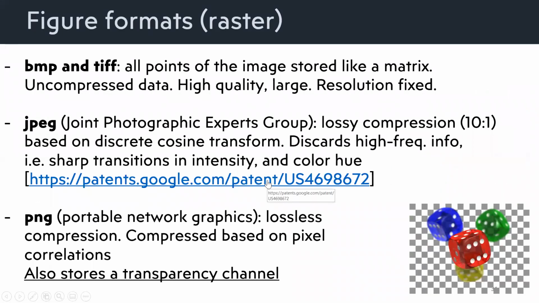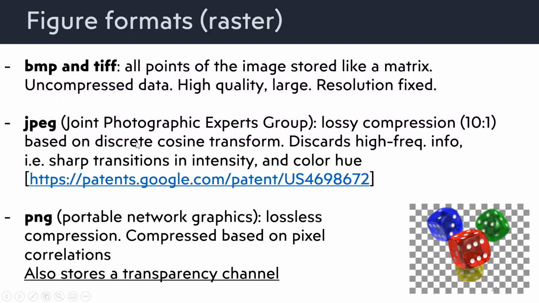Okay, based on this broad classification of files, there is a narrower classification, and different file formats exist. For raster files, bitmap files, the simpler file formats are BMP and TIFF. In this approach, all information is stored in a matrix configuration. The data is not compressed. It has high quality. It's a large file, but the resolution is fixed, meaning that once you export the data, it is fixed. You cannot zoom in arbitrarily.